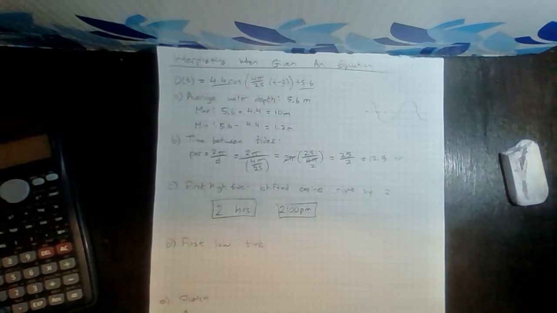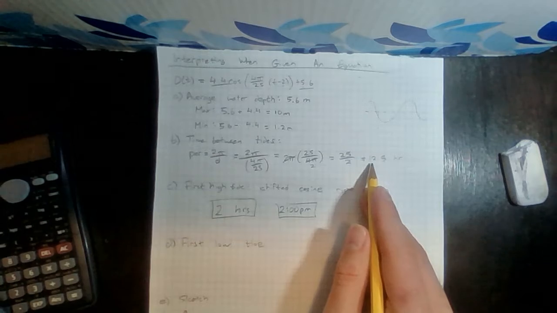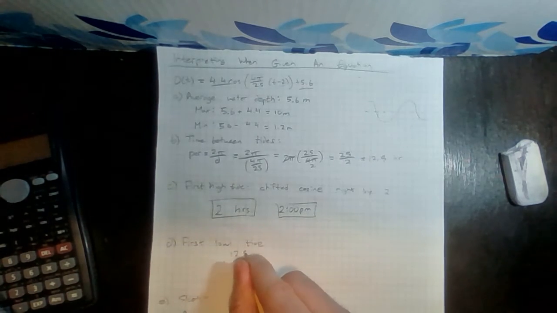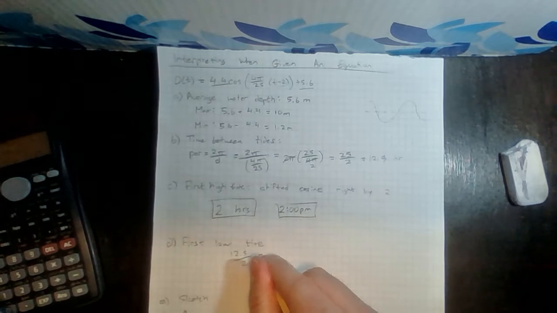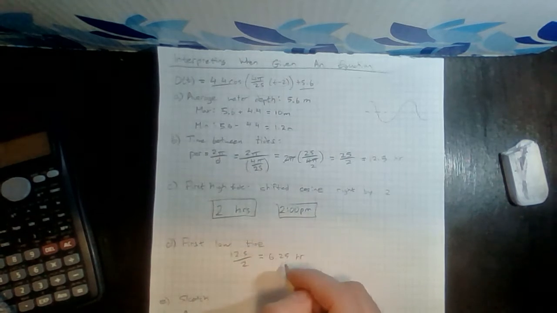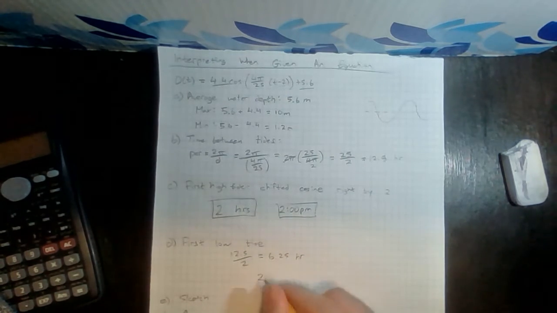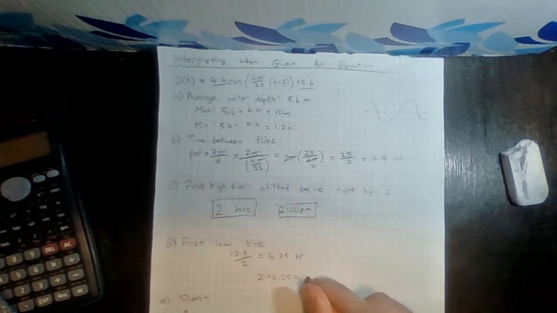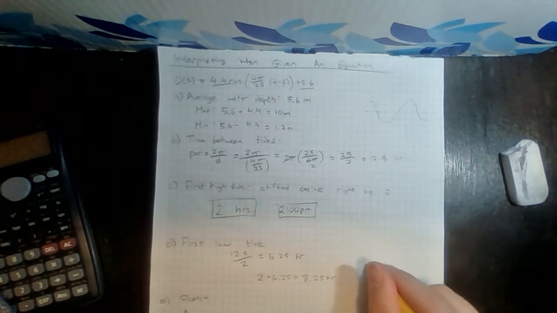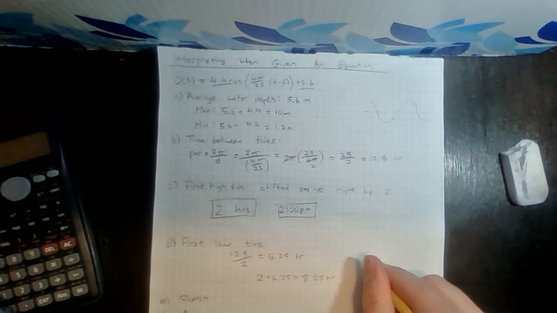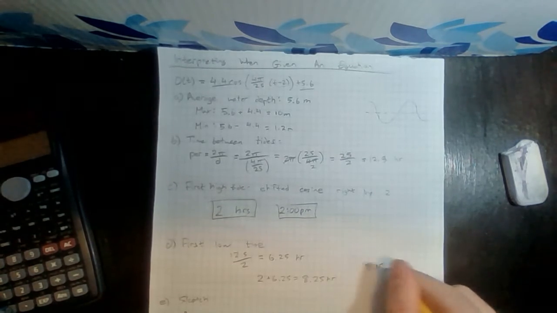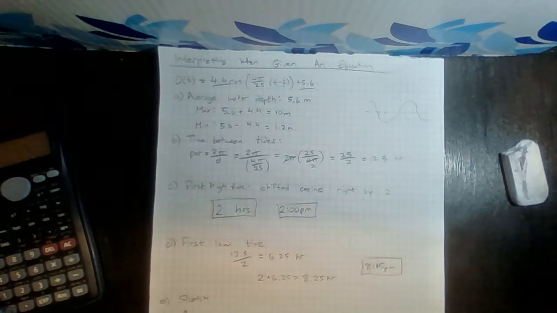Low tide: if it takes 12.5 hours to go from high tide to high tide, low tide happens when we divide our period by 2. It's going to be 6.25. So 6.25 hours after high tide is low tide. So we need to take our 2 and add 6.25, and we get 8.25 hours. 8.25 hours past noon is 8:15 p.m. A quarter of an hour is 15 minutes.